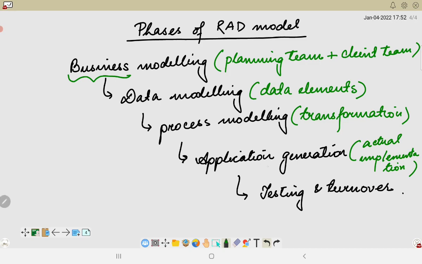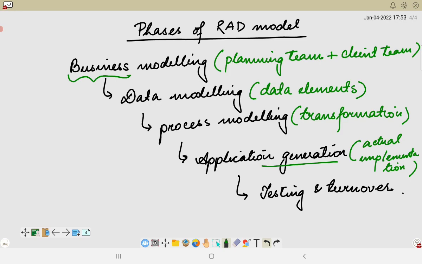So CASE tools' role comes in this particular step, where the data and the process are collectively analyzed, and the processes are basically converted into suitable prototypes using the code generators. The fifth and important step is testing and turnover. The overall testing time is reduced in the RAD model as the prototypes are independently tested during every iteration.